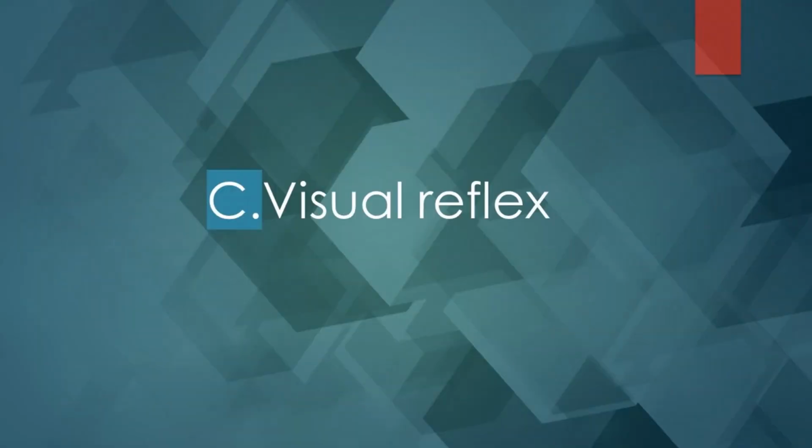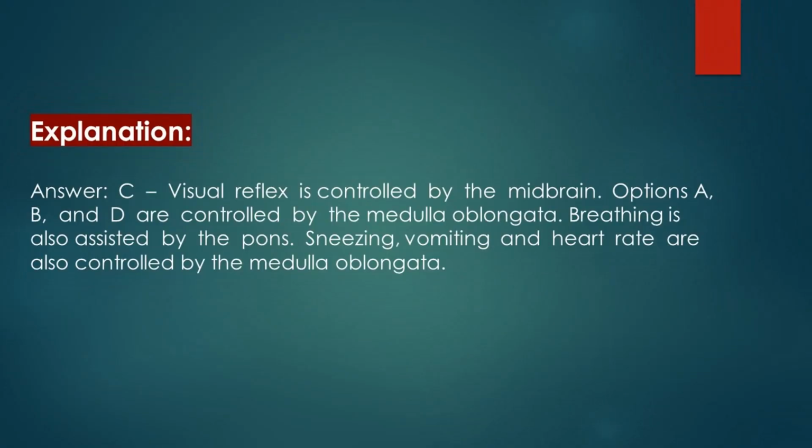And the explanation we have, visual reflex is controlled by the midbrain, which is option C. And options A, B, and D are all controlled by the medulla oblongata. Breathing is also assisted by the pons. Sneezing, vomiting, and heart rate are controlled by the medulla oblongata.